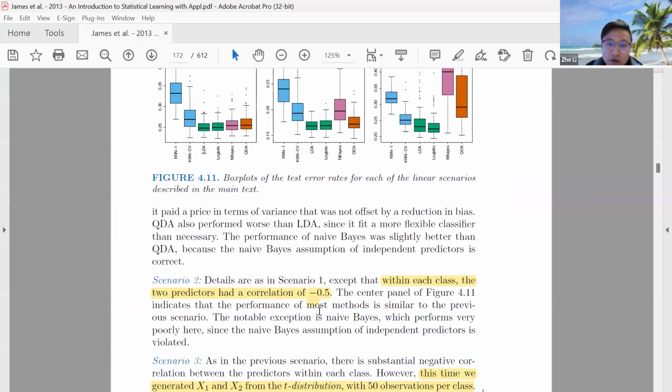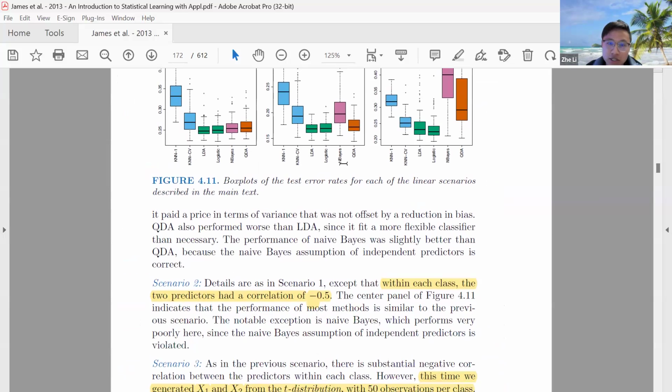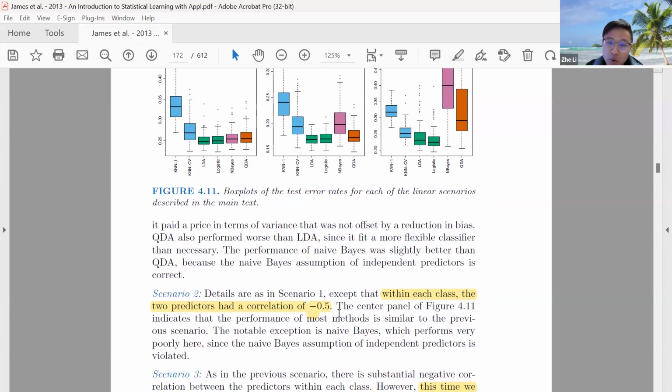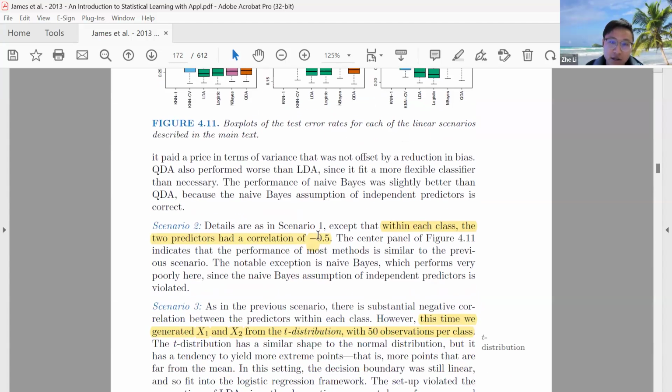In the second scenario, the condition changes so that the predictors have a bit of correlation between each other. In this case, we can see that naive Bayes, which assumes that the predictors are independent of each other, drops a lot in performance. So this is a very important assumption if we want to conduct naive Bayes modeling.